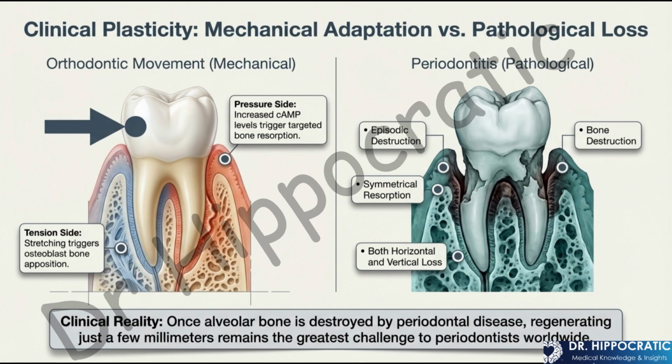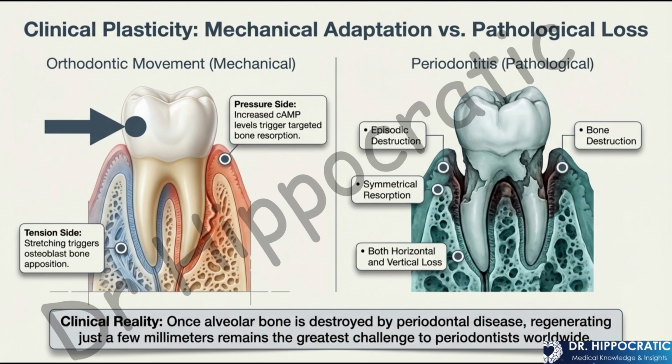Right. That mechanical stress increases levels of a cellular molecule called cAMP, which acts as a green light for the osteoclasts. The destroyers are called in to melt the bone away so the tooth has room to move into. And on the other side, the side the tooth is moving away from. That's the tension side. The periodontal ligament fibers are being stretched tight. That stretching sensation tells the osteoblasts, the builders, to rush in and pour fresh bone, filling in the gap the tooth just left behind. It's a perfectly balanced equation of destruction and creation.